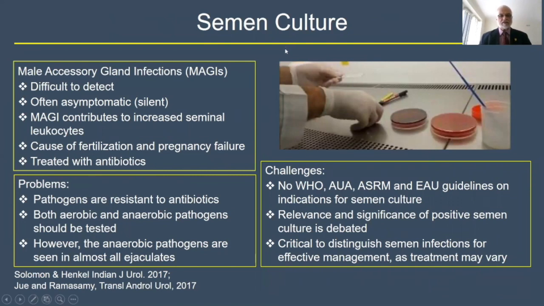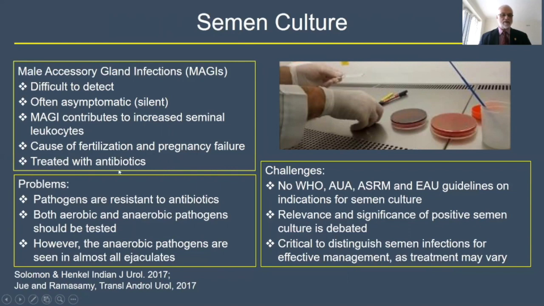The detection of these conditions is difficult because in many cases these patients are asymptomatic. We also call that a silent genital tract infection. And we need to understand that these MAGI, or male accessory gland infections, contribute to increased seminal leukocytes, and that in the end leads to increased production of reactive oxygen species, and as a result, to failed fertilization and pregnancy.